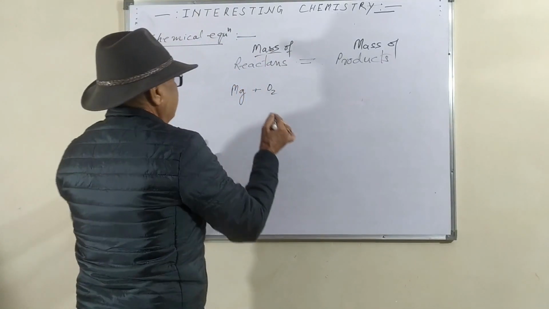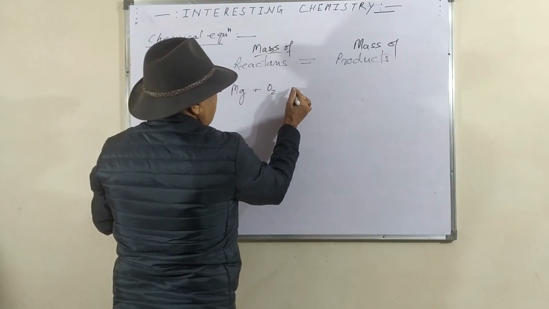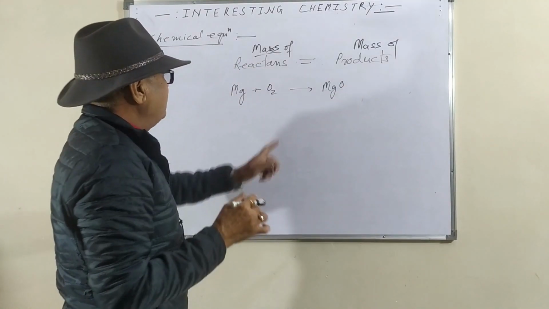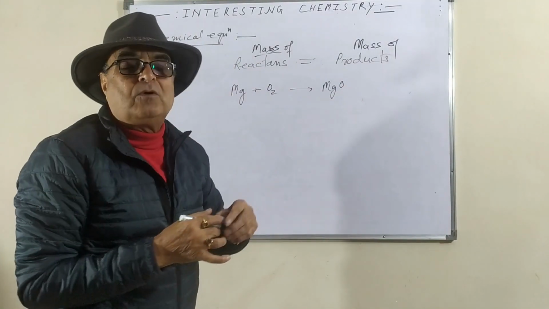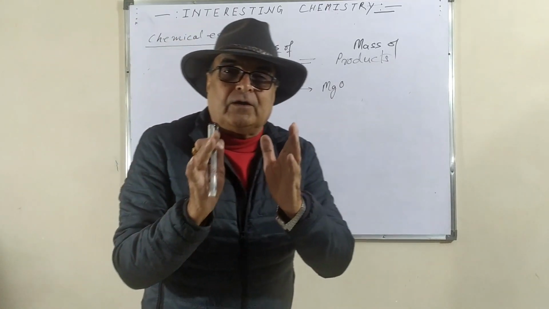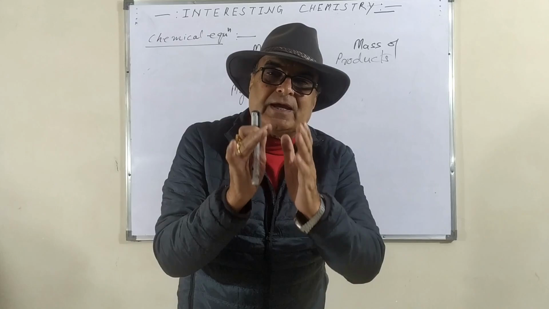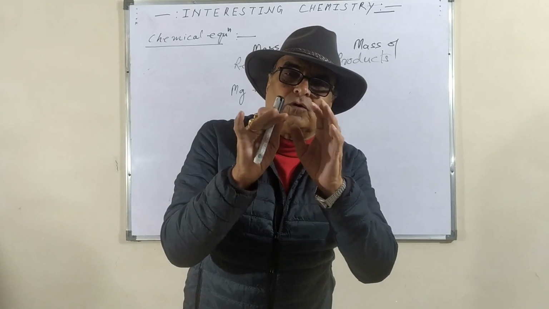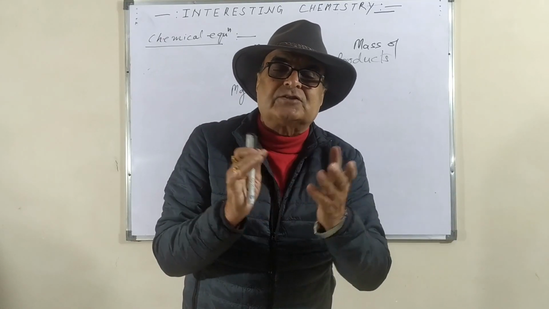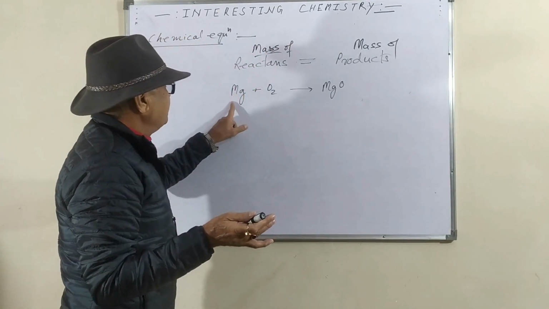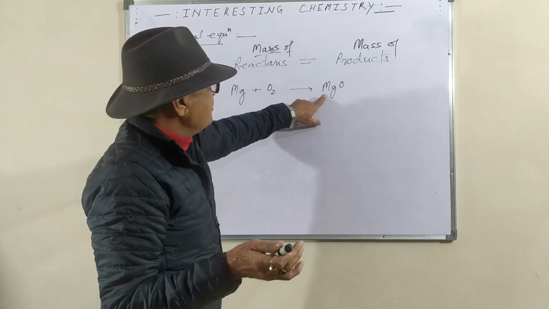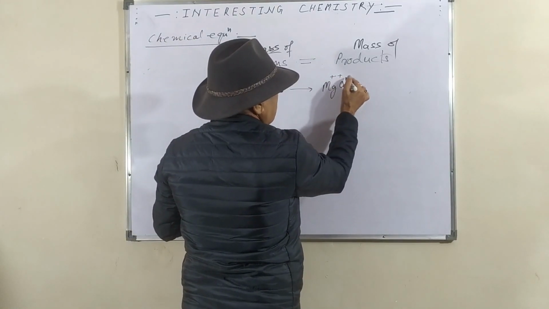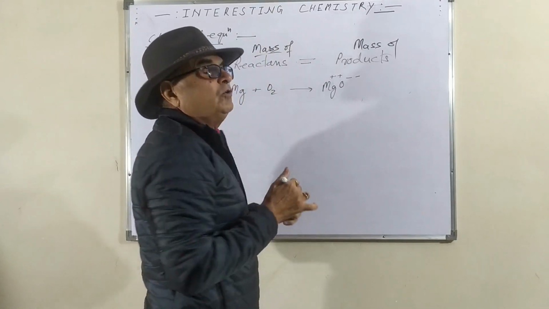Suppose this is magnesium, this is oxygen, and here this is magnesium oxide. Suppose this magnesium oxide is formed here. First of all, we will see whether the formula of that compound we have written is right or not. So here magnesium and O, and here the magnesium oxide, you can write magnesium oxide, magnesium double positive and O. So correct. Now you will act.